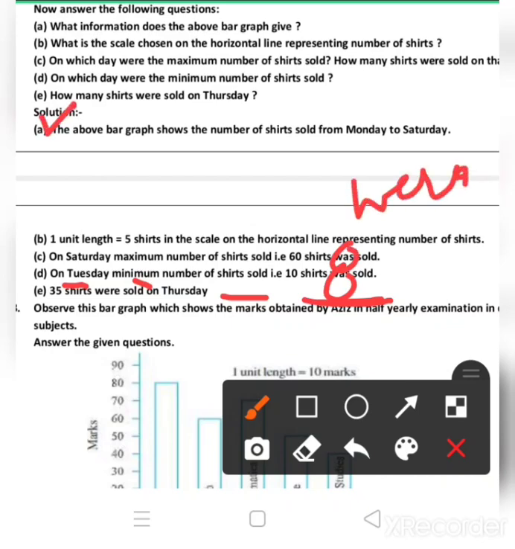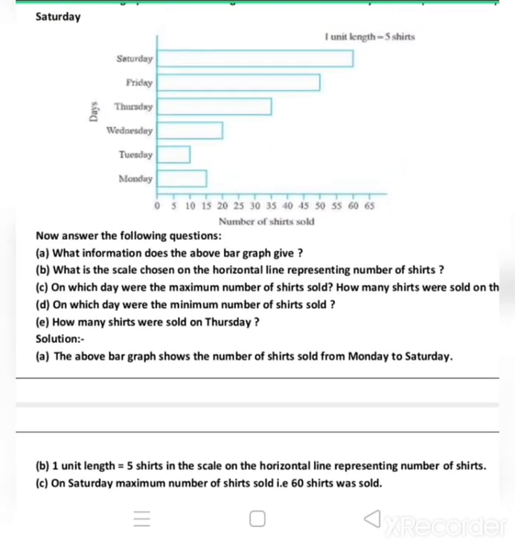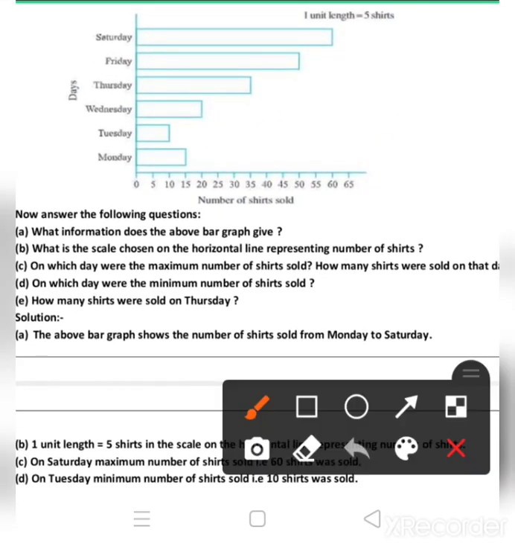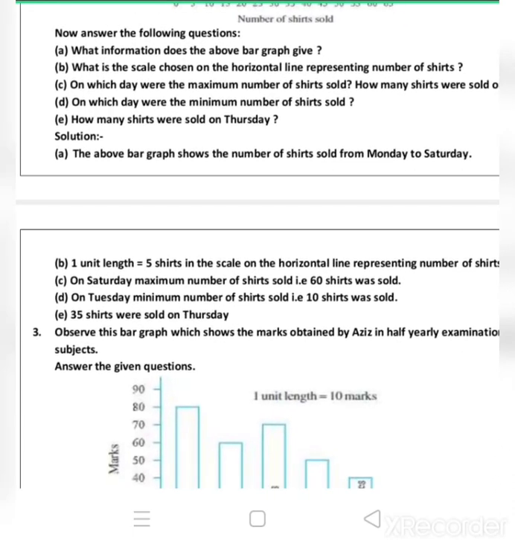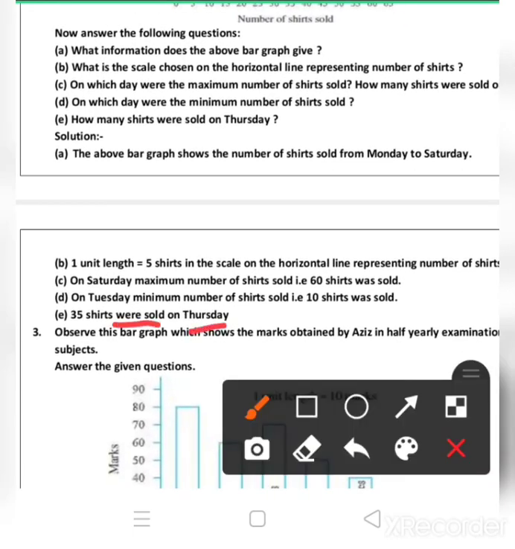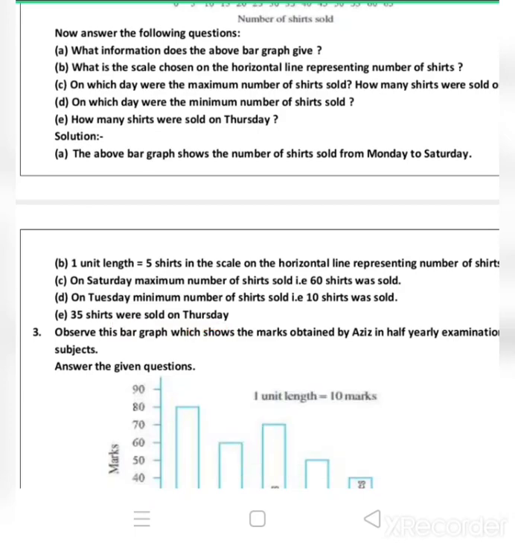Last but not least, question number E. How many shirts were sold on Thursday? Let us check on Thursday. Here is the bar of Thursday, that is in front of 35. It means 35 shirts were sold on Thursday. So this is the answer of question number 2. Now next, question number 3.